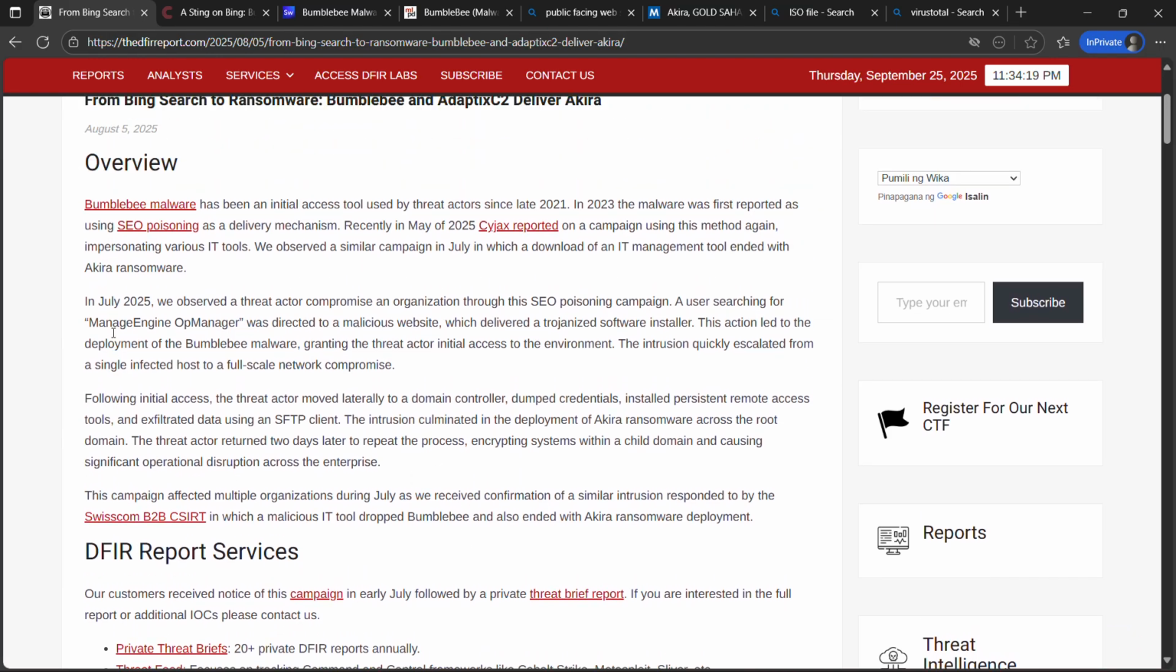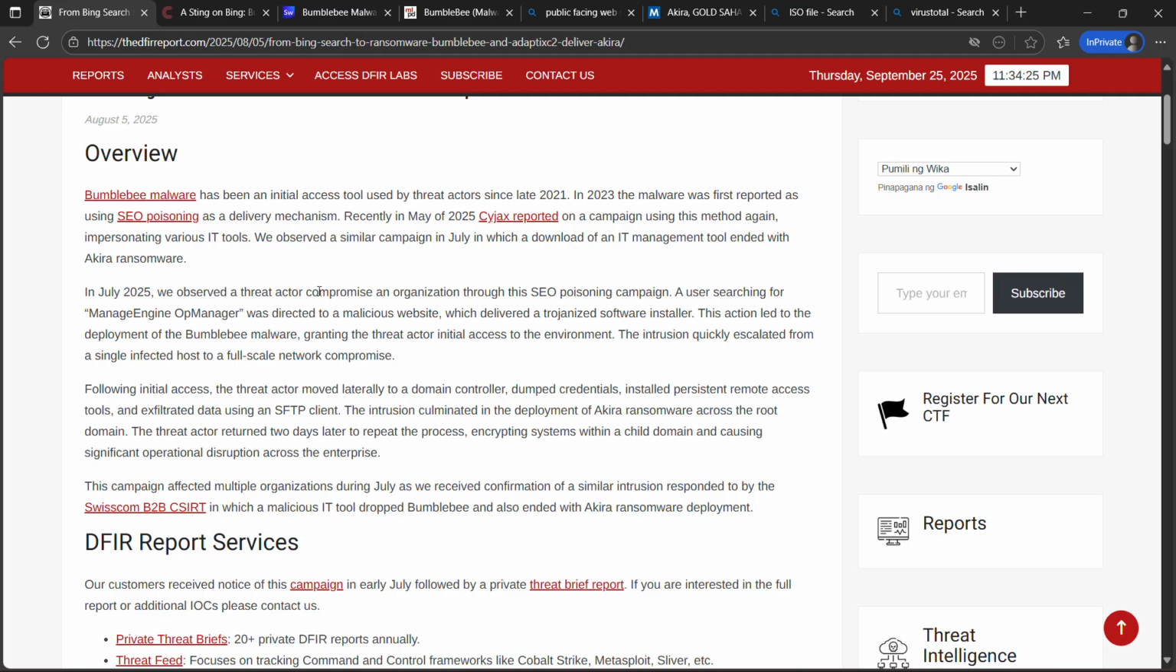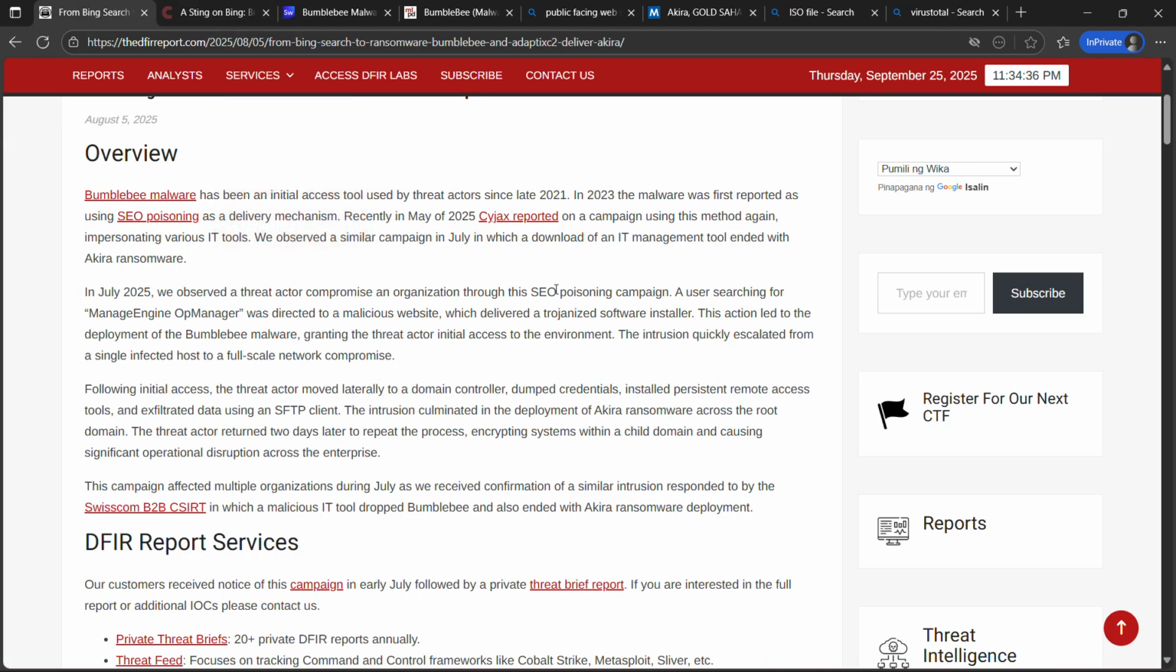Following initial, where are we again? In July 2025, we observed a threat actor compromise an organization through an SEO poisoning campaign. Okay, familiar with that? A user searching for ManageEngine OpManager.